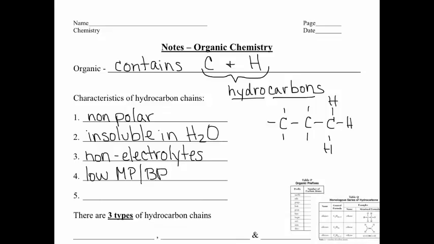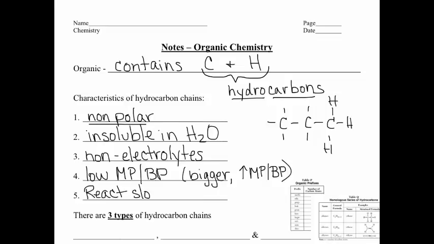The bigger they are, the higher the melting and boiling point is, which we discovered earlier in the year in looking at nonpolar substances and their size relative to their melting and boiling points. So the bigger they are, the higher the melting point and boiling point is. And then the last thing, organic reactions are really slow, and we're going to get into that more in the last section. And hopefully you'll get to see in lab some organic reactions.